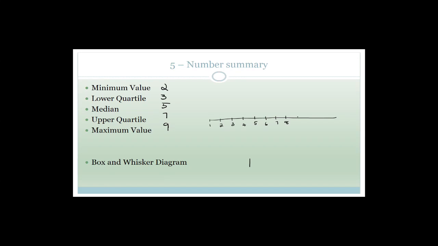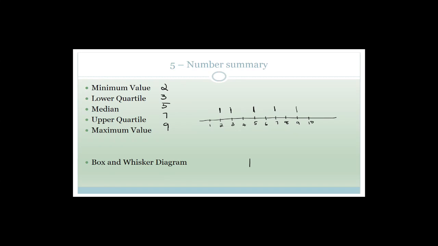Okay, unfortunately, my software doesn't allow me to use a ruler on this. Okay, so that approximately is how you would write it. So you always draw a number line, okay? And obviously these gaps can be bigger or smaller depending on what the range of your values is. Okay, your minimum value is 2. So we're going to draw a line opposite the 2. The lower quartile is 3, so we're going to draw a line there. The median is 5. The upper quartile is 7. And the maximum value is 9.